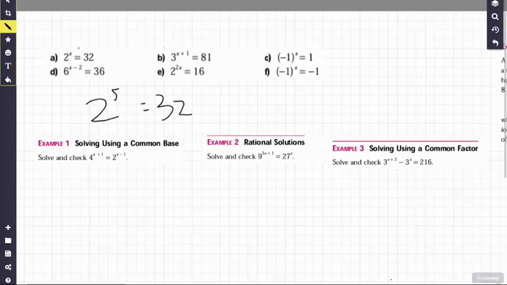And then 3 to the what power equals 81? So usually when you have these type of questions, you want to break this down like this. So you have 3 to the x times 3 to the 1, which is actually just 3, so you can get rid of that. Now when we learn about multiplying these together, we're actually just adding the exponent. So it'll be x plus 1. So just so you know that.